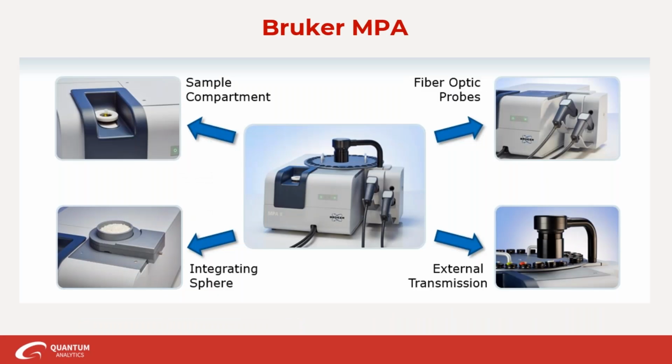And here we have the Bruker MPA. That's the multi-purpose analyzer. So this is kind of like the jack of all trades. You can do all different kinds of things with this one. You see with the sample compartment, you have a vial in it. The integrating sphere you could use for reflectance measurements. External transmission you could use for liquid measurements and maybe some kind of powders. And then the fiber optic probes that can be fit for transmission or reflection.